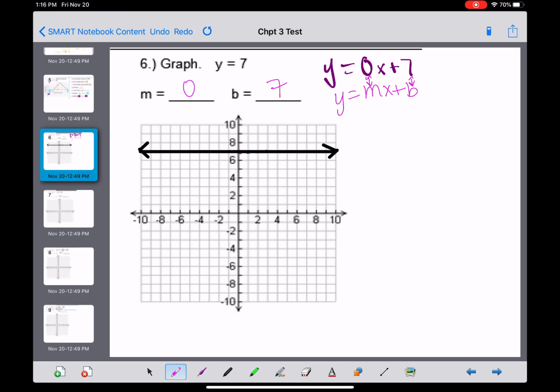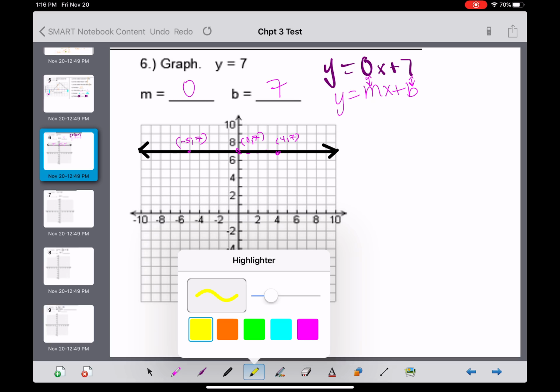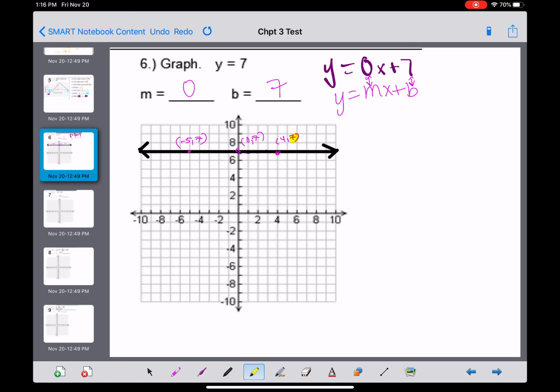Remember, every single coordinate that I pick along this line, 4, 7, -5, 7, 0, 7, no matter what coordinate I choose, the y value will always be 7. Hence, y equals 7.